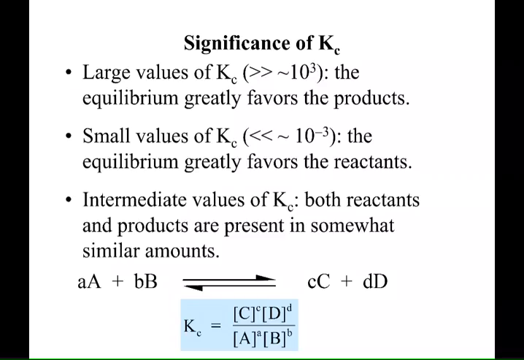Intermediate values, and those would be between 1,000 and 10 to the minus third. Intermediate values means, at equilibrium, you have a fair amount of both. And by big, I mean big, and by small, I mean very small.